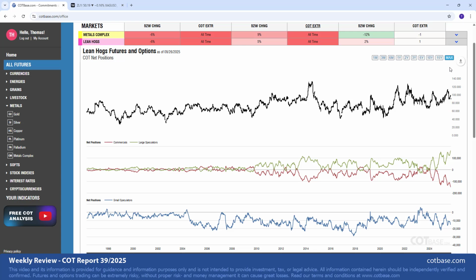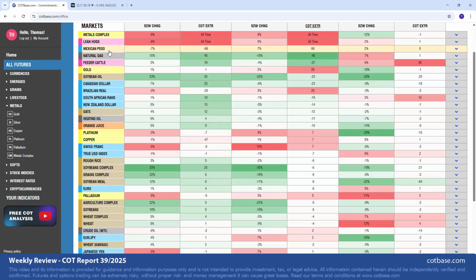Moving on to lean hogs, we have an all-time COT extreme over here. So yeah, we're still on the max chart here. It's quite visible. This is a bearish extreme suggesting weakness coming in lean hogs. You can go back in time and see how this market reacted to an all-time bearish extreme.